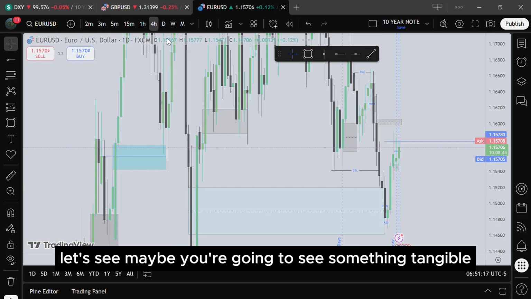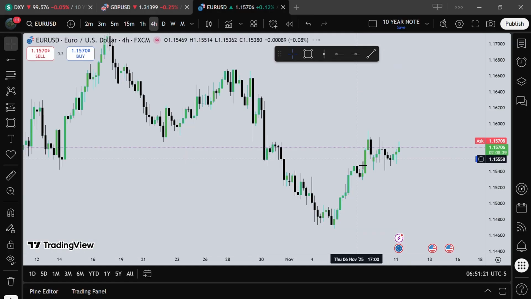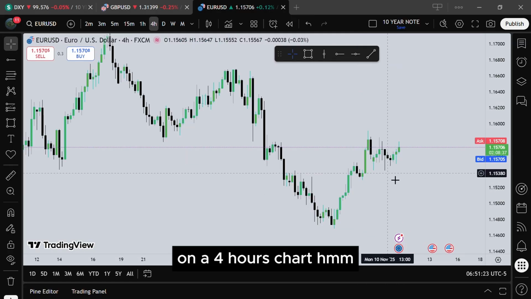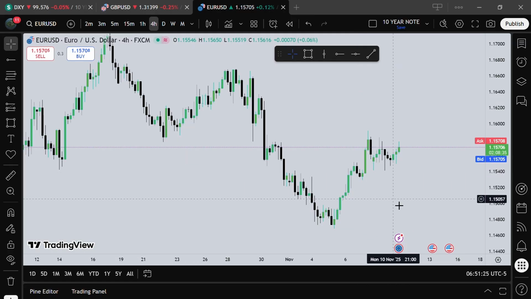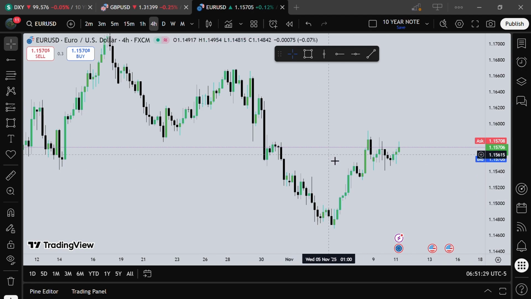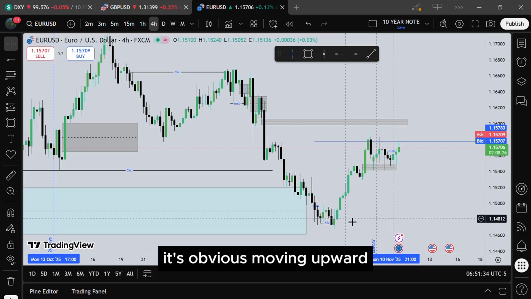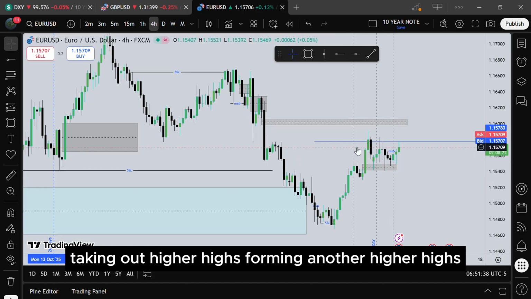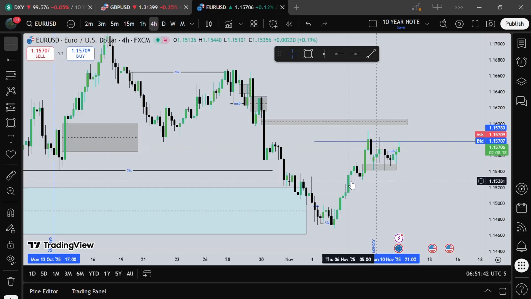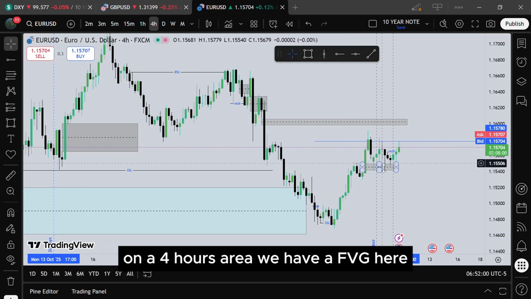Let's go to the 4 hours chart. Let's see, maybe you're going to see something tangible. On a 4 hours chart, this is lovely. The market is moving upward. It's obvious. Moving upward, taking out higher highs, forming another higher highs.